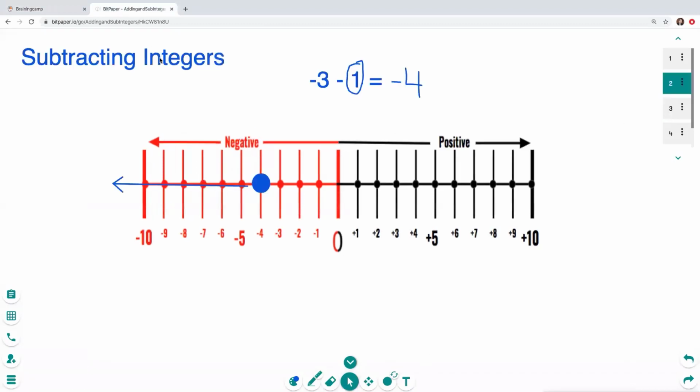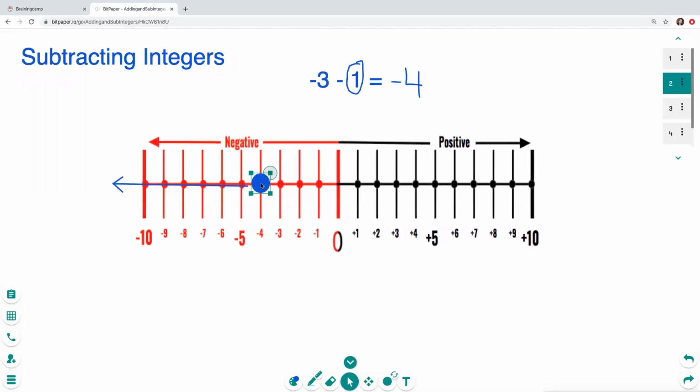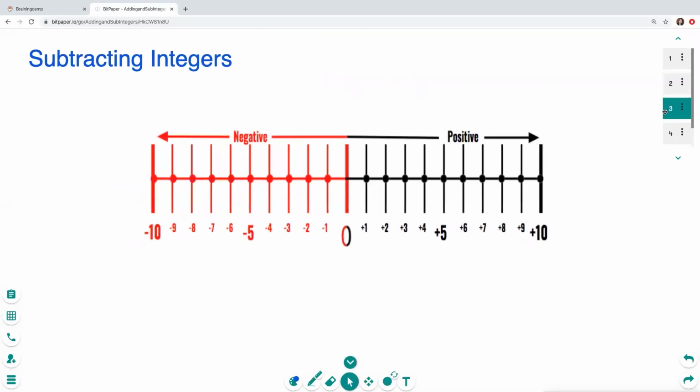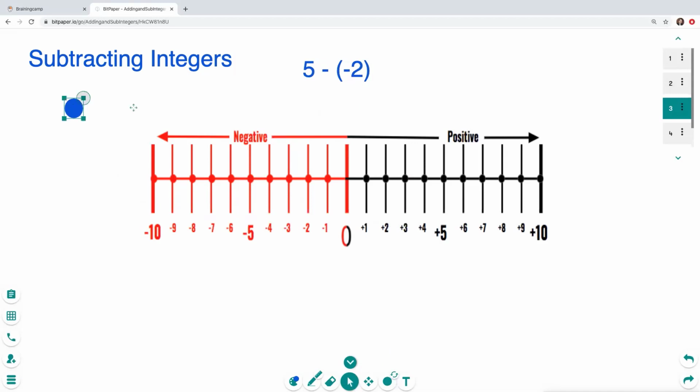Okay, let me go ahead and copy this title. And I'll also go ahead and copy the circle. So I like to be able to use it so I can show it's actually moving. So the second problem that I'm going to demonstrate is 5 minus -2. Okay, so I'm going to start over here at the +5. Here's my +5 right here.